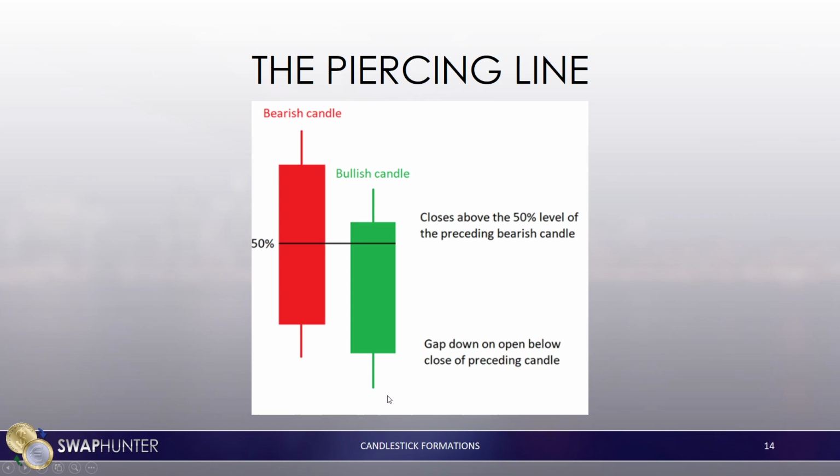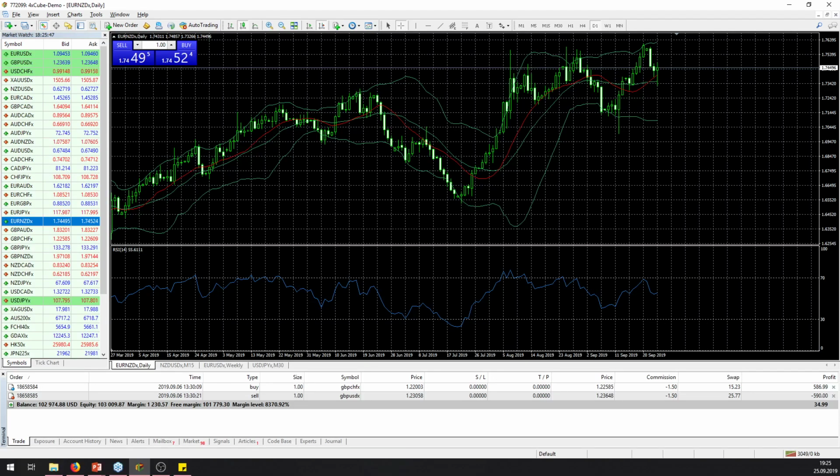Okay, so that's around here. And take profit orders can be identified using key resistance levels. Okay, so let's have a look in MT4 for a piercing line.